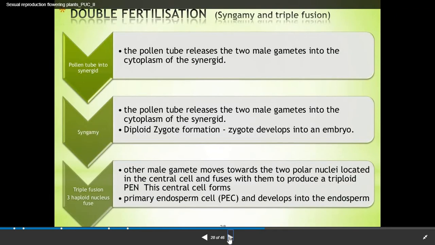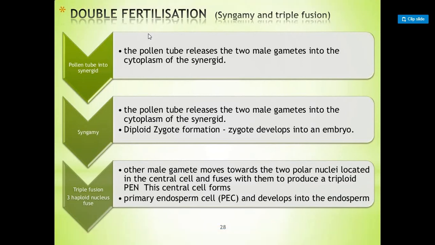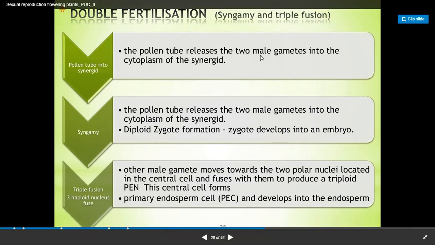Now double fertilization, which also includes triple fusion and syngamy. Both are included in double fertilization, meaning fertilization occurs two times. Whenever the pollen tube releases the two male gametes into the cytoplasm of the synergid, one male gamete fuses with the egg and results in the formation of the diploid zygote. That process is known as syngamy. The zygote further develops into the embryo.